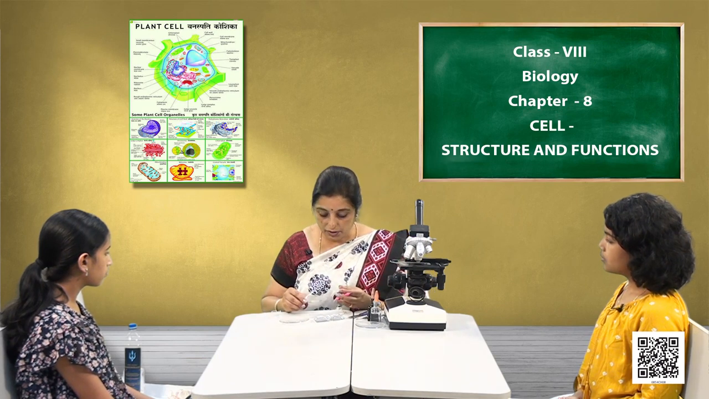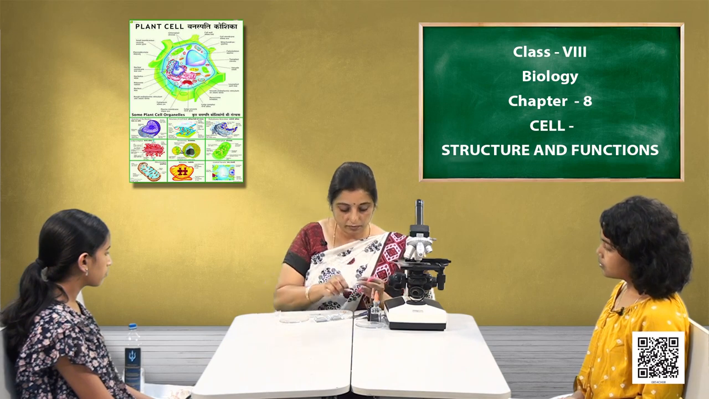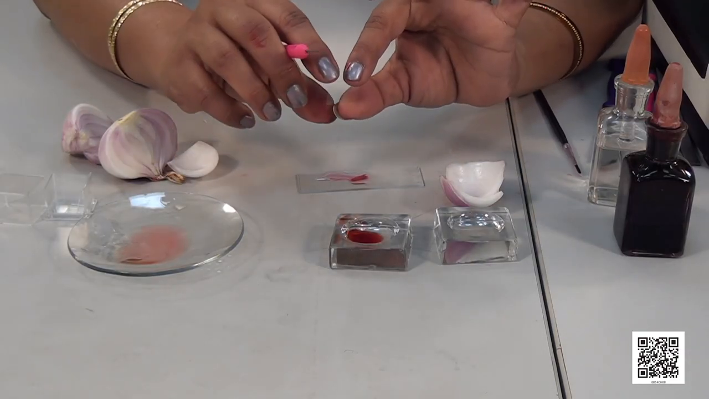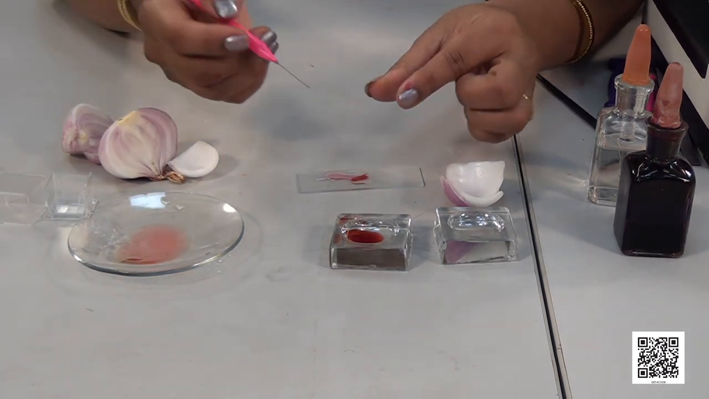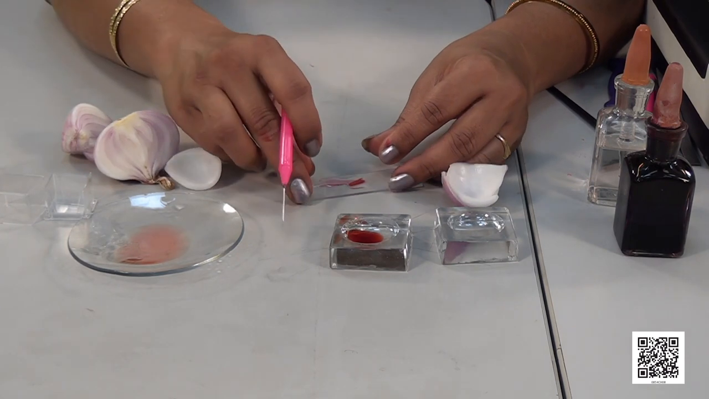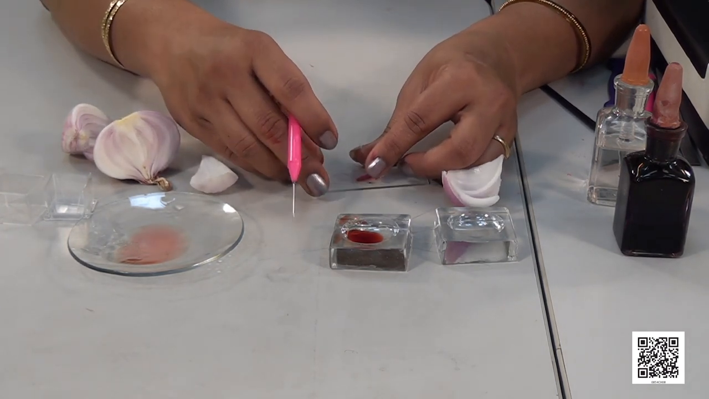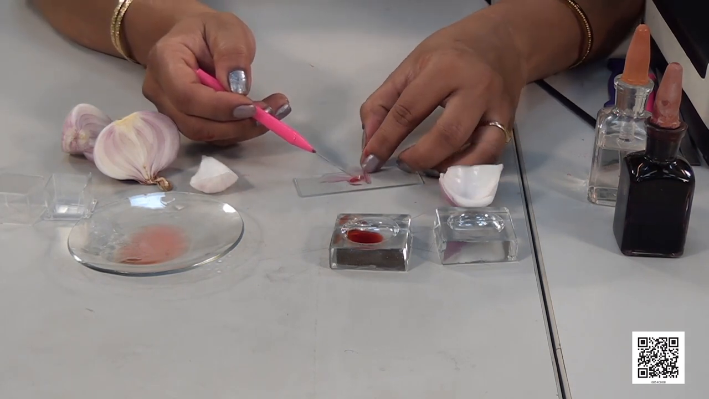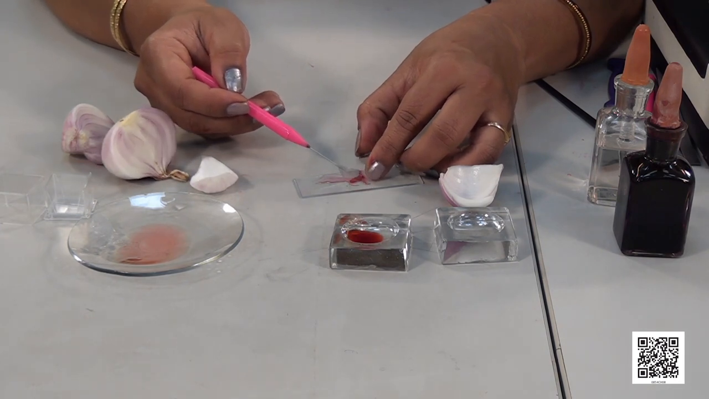I'll use a brush and transfer this peel here. So, just observe how I'm mounting. I'm holding the cover slip on the slide at an angle of 45 degrees and slowly I'm drawing the cover slip over the peel, avoiding air bubbles.